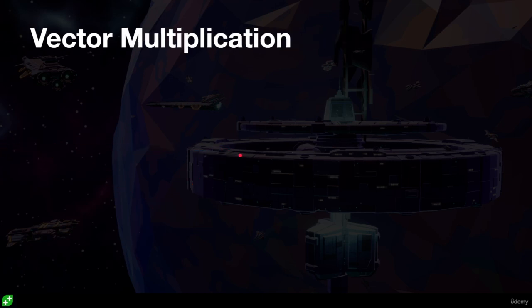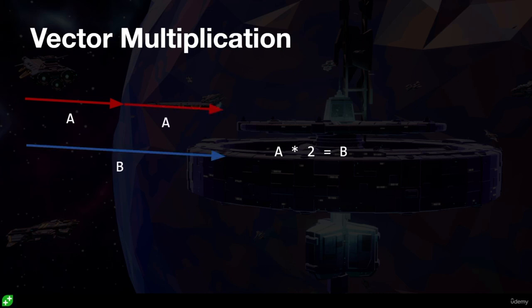Let's have a look at vector multiplication now, specifically multiplying a vector by a float. What happens if we take A and we say we want to multiply A by 2 to give us vector B? Well, in this case, it's actually fairly straightforward, because all you've got to do is think about adding together two vector A's. That gives you a vector B that is twice as long. The size is twice the size of vector A.